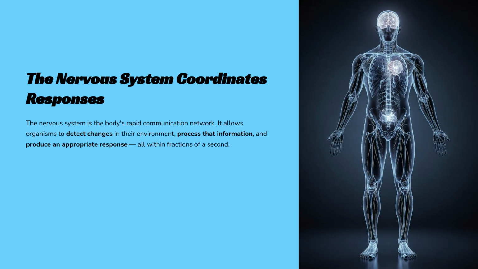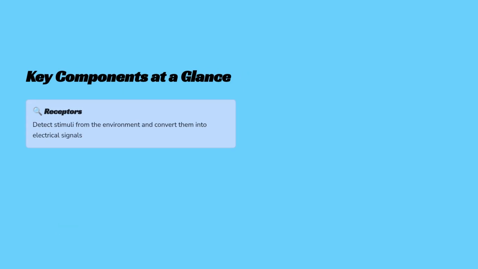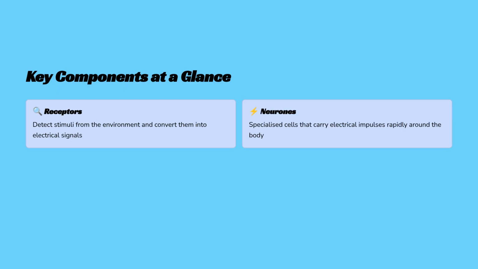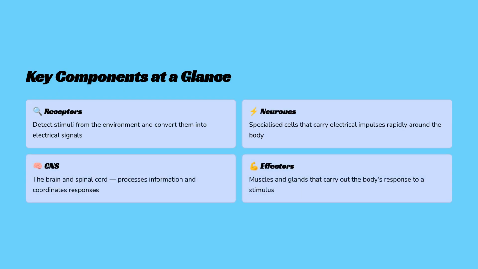The nervous system is the body's rapid communication network. It allows organisms to detect changes, process that information, and produce an appropriate response within fractions of a second. The key components include receptors, which detect stimuli and convert them to electrical signals. Neurones carry electrical impulses. The CNS processes information. Effectors, like muscles and glands, carry out the response.